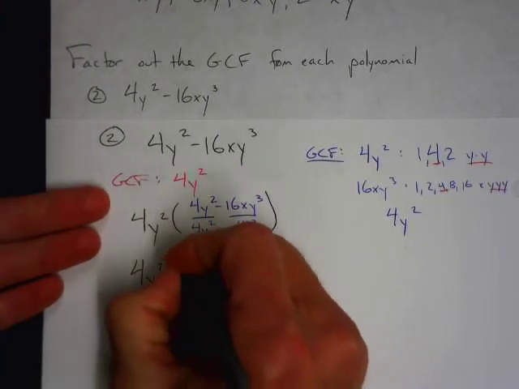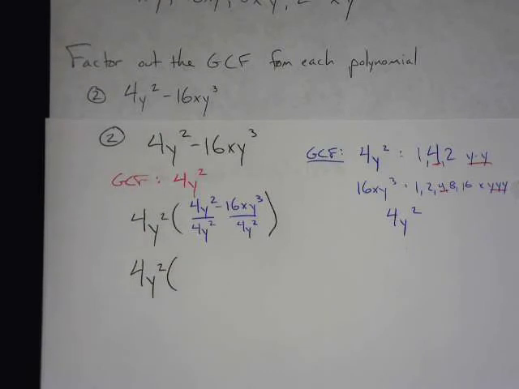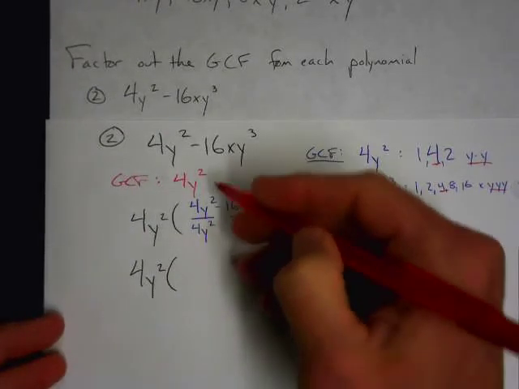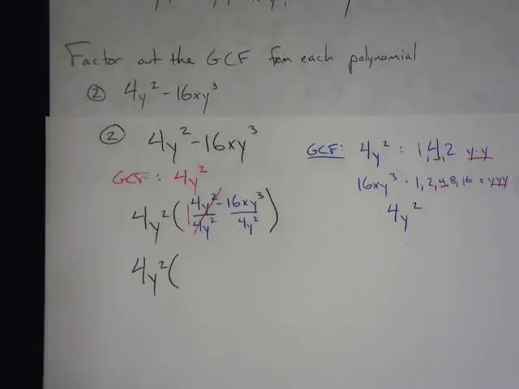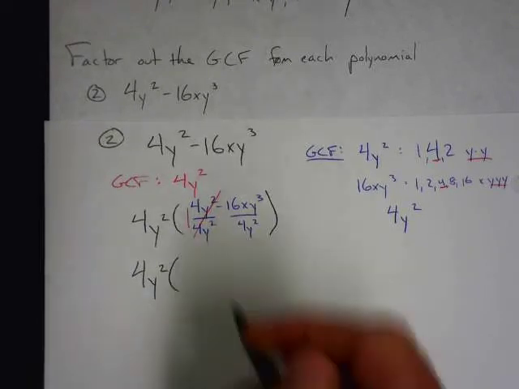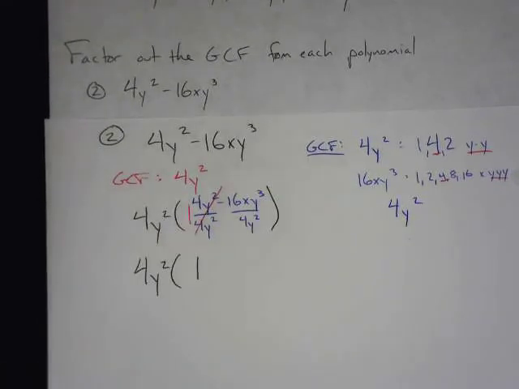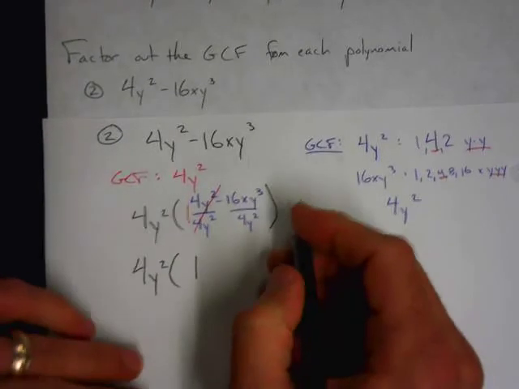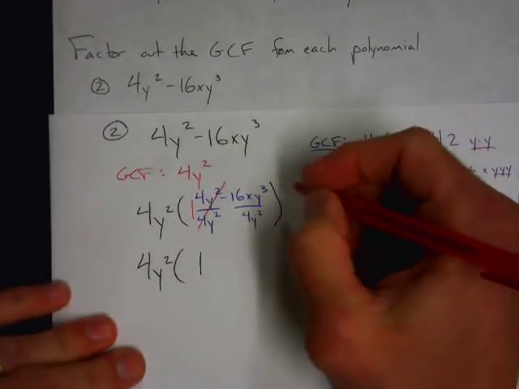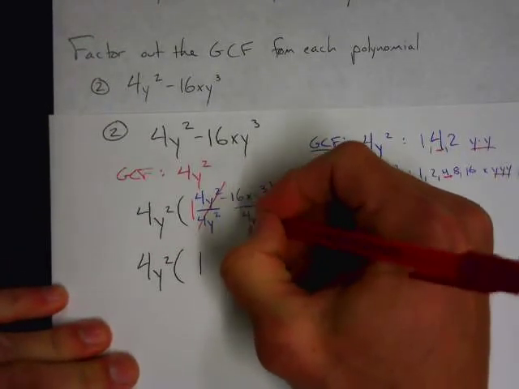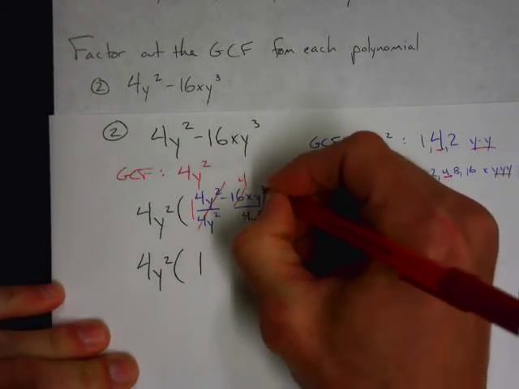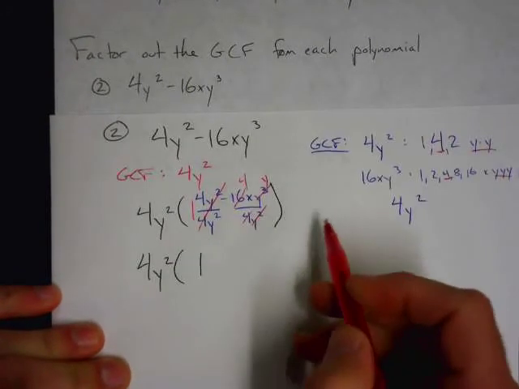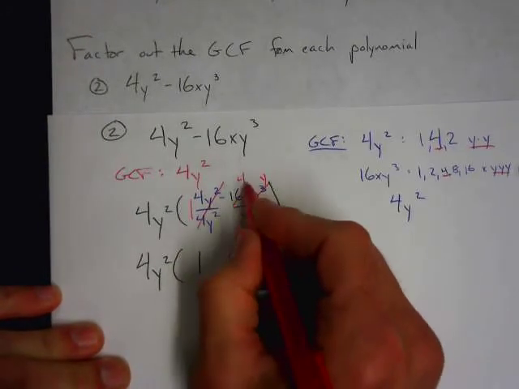So we have our 4y squared times a thing. Well, what's going to be left over? If we look at our first piece, 4y squared over 4y squared is actually 1, right? It cancels out. Anything divided by itself is 1. And then we have our minus 16xy cubed over 4y squared. We simplify the same way we did in previous units. 16 divided by 4 happens to be 4. And then y to the third power over y squared will leave us with just a y.